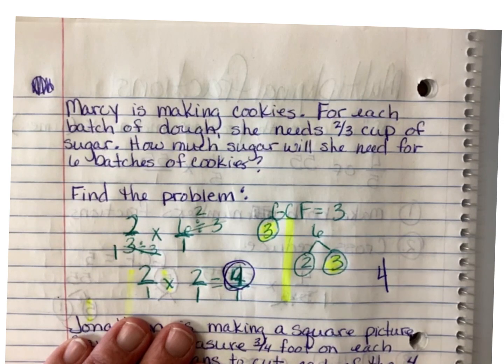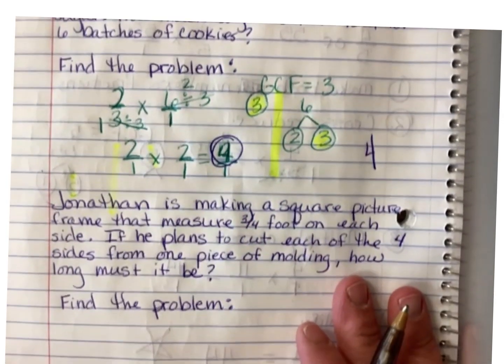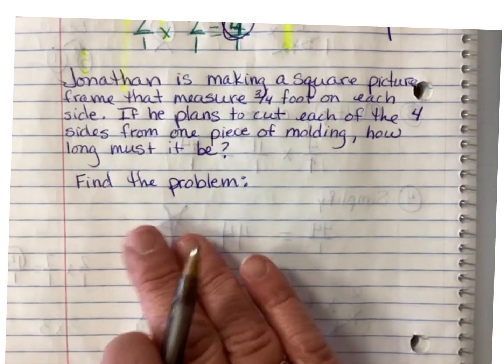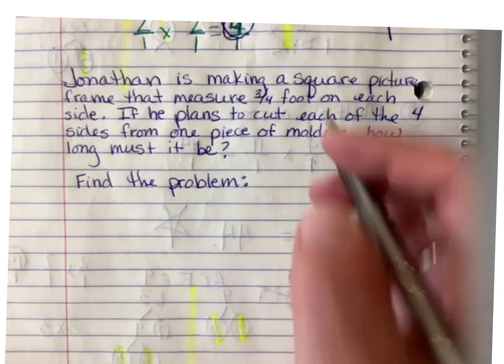Okay, last one we're going to do together. You do not have to write down Jonathan's story, but you will need to write down the written part down here. So Jonathan is making a square picture frame that measures 3/4 foot on each side. If he plans to cut each of the 4 sides from one piece of molding, how long must it be?